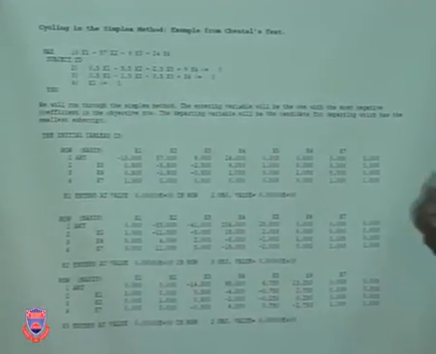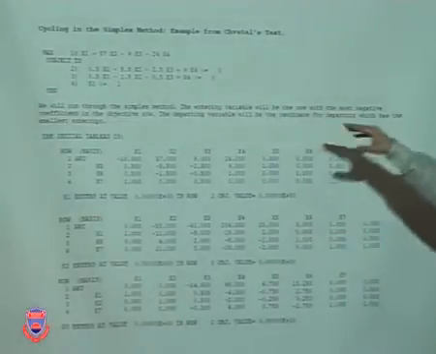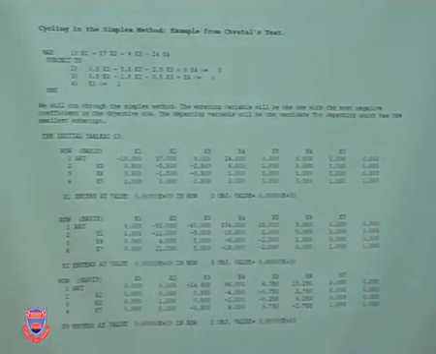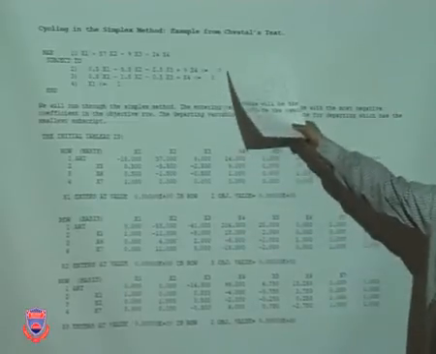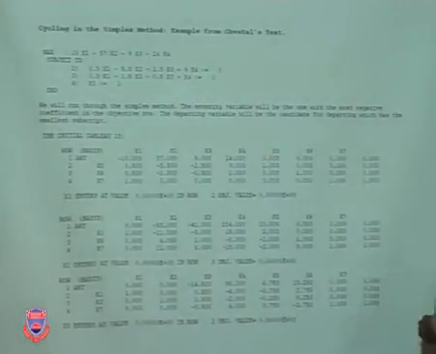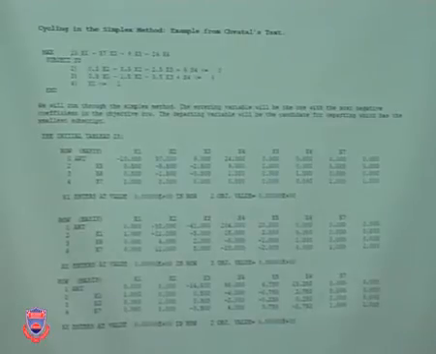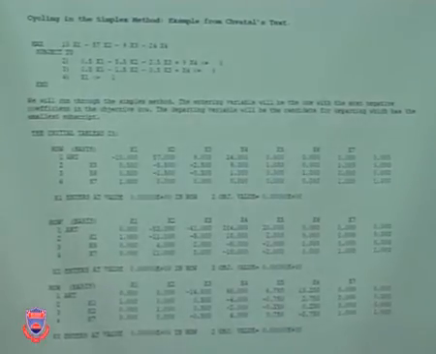So here is the example. We're maximizing 10x1 minus 57x2 minus 9x3 minus 24x4. That's the objective function. And then we have three constraints. We also assume that all the variables are non-negative. So in this case, we have x1, x2, x3, and x4, all of them non-negative.